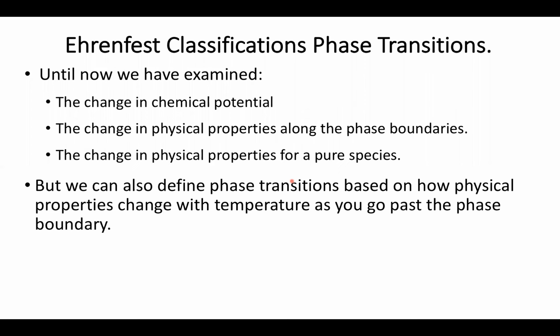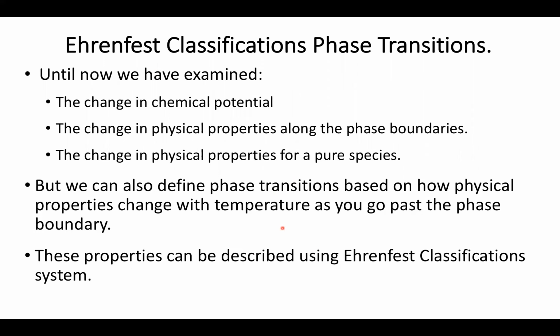But one of the important things that we also need to look at is how these physical properties can change as I essentially go past a phase boundary. So as I heat a system from one phase to another, what sort of changes in the physical properties and other thermodynamic properties can I expect? The definitions of how these properties change across a phase boundary are essentially the building blocks of what's called the Ehrenfest classification system.